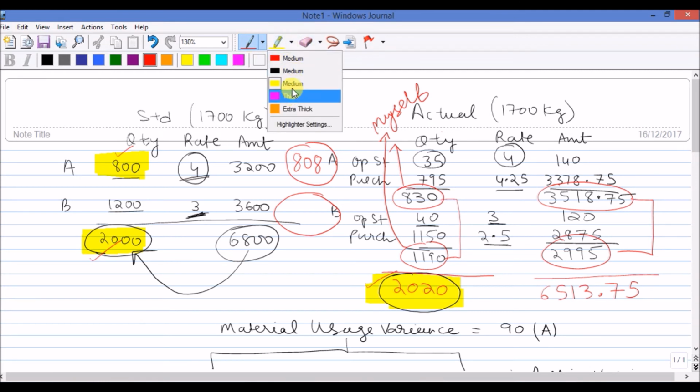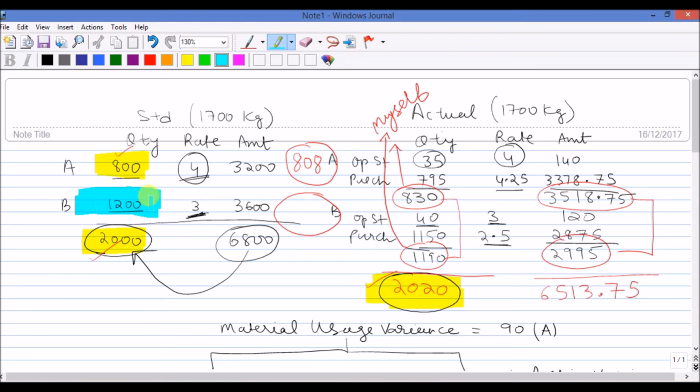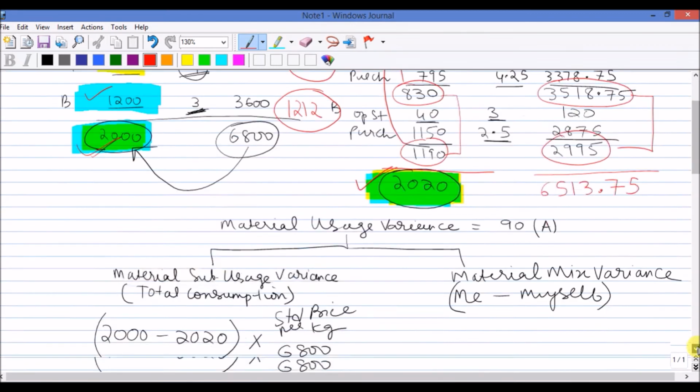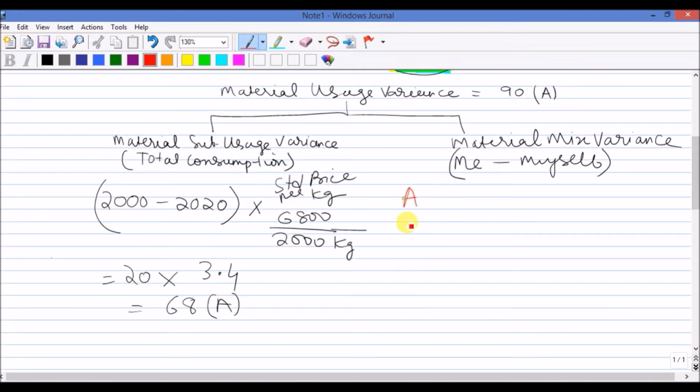Now the second part is again this. I'm changing the color. This is 1200, this is 2000, this is 2020. Okay, so 1200 multiply by 2020 and divide by 2000. So 1200 into 2020 divide by 2000, it's 1212. So 1212. Okay, so me is for A and B.